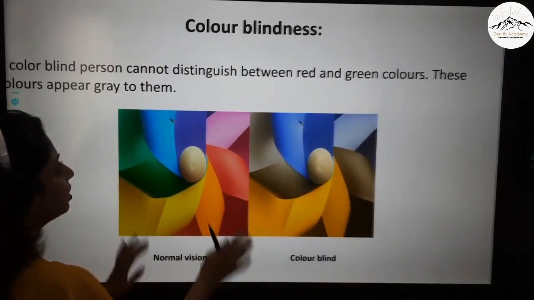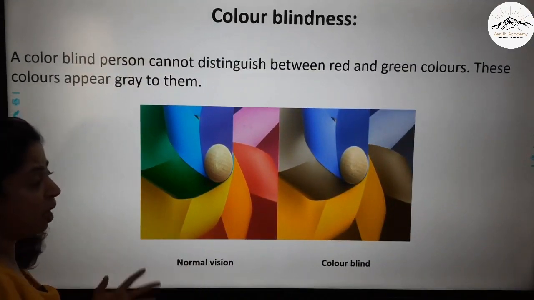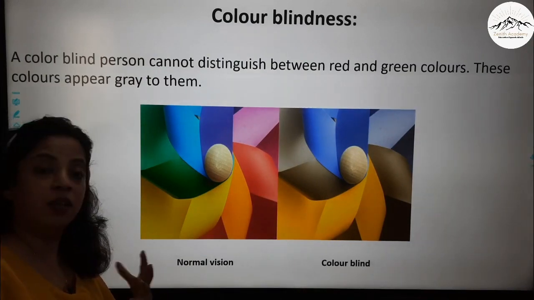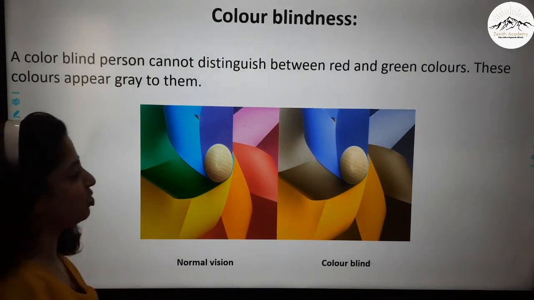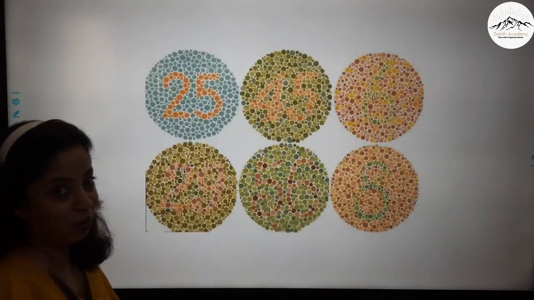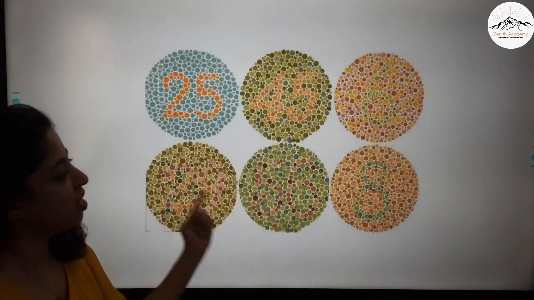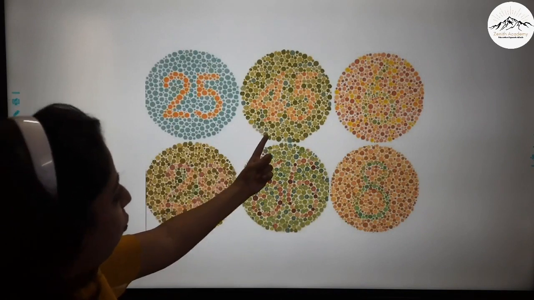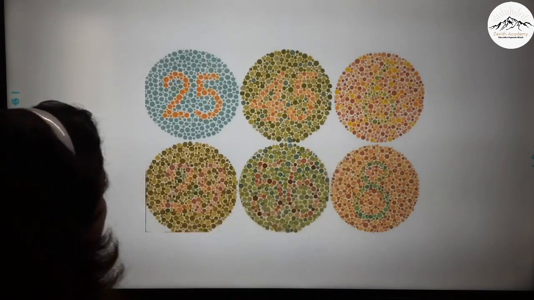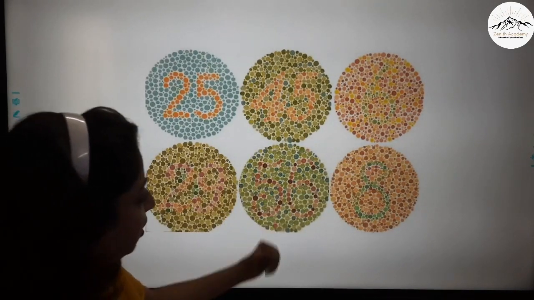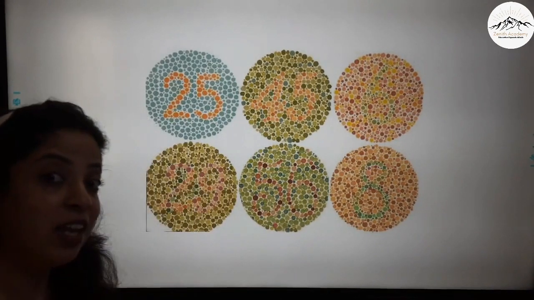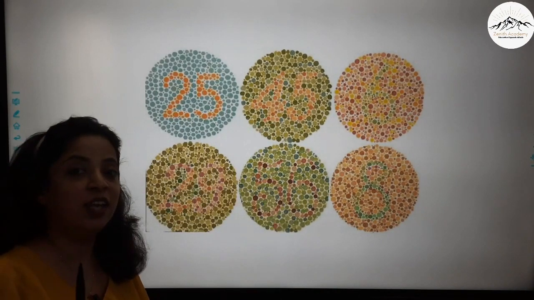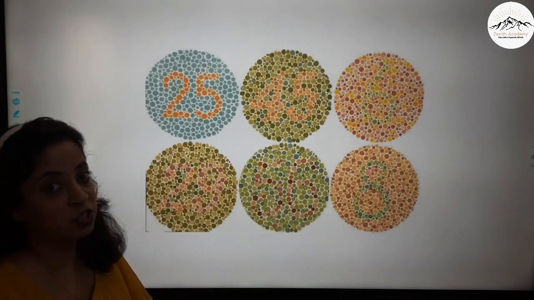So how does this color blindness occur? This color blindness is a sex-linked inheritance. Now we'll do an exercise to check whether you are colorblind or not. Can you read the numbers that are there inside? Okay. So it is number 25, 45, 6, 29, 56 and 8. And if you are not able to read these numbers, then you might be suffering from such a disease.